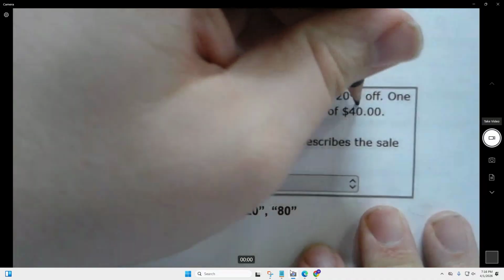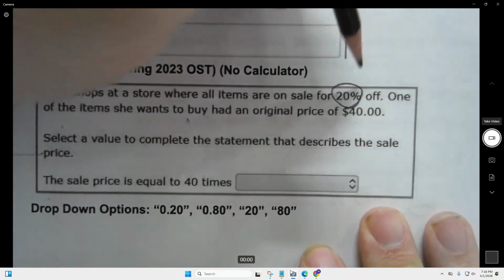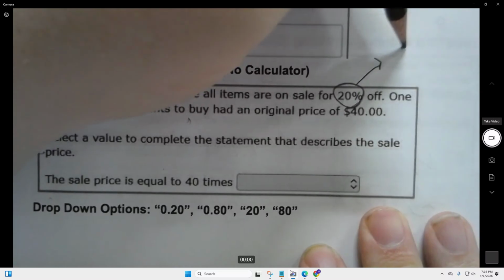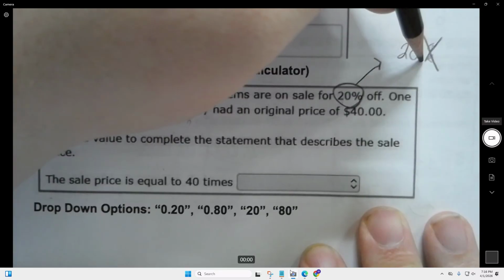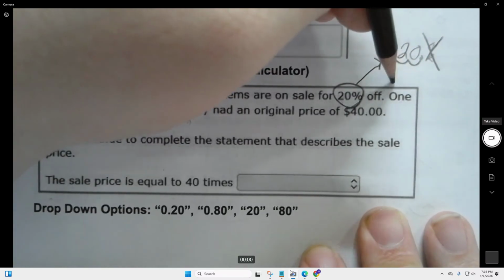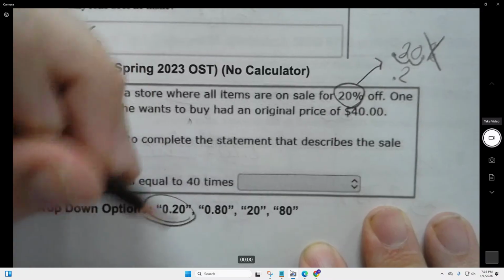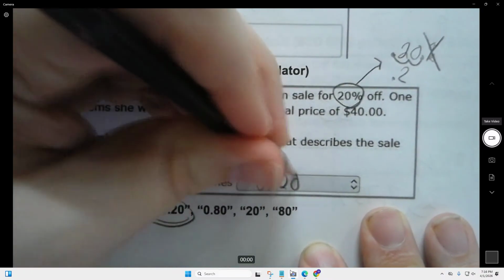All this is asking you to do is convert the 20% to decimal form. Remember, 20% in decimal form means you drop the percent, move the decimal over 2 spots. It will be 0.2. That's this answer, 0.20.